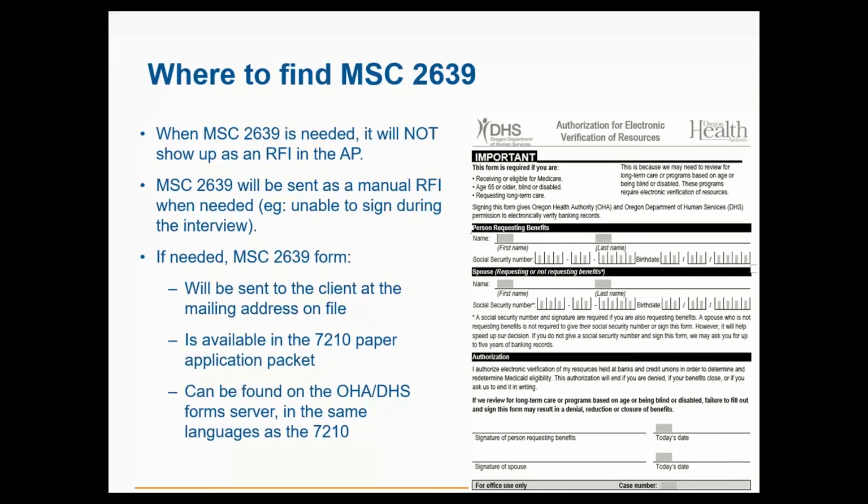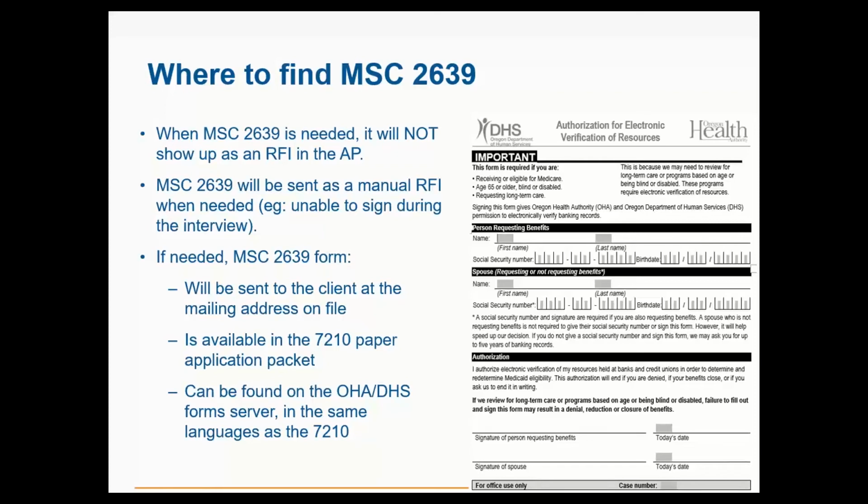The reason for that is that the idea is it gets taken care of during the non-MAGI interview. But if for some reason it can't be signed during the interview, it will be sent as a manual RFI later on. So if you need to get that form and help the client, it will be sent to them at the mailing address on file if they were not able to do it during the interview. So they might have a copy of that form from their follow-up packet.